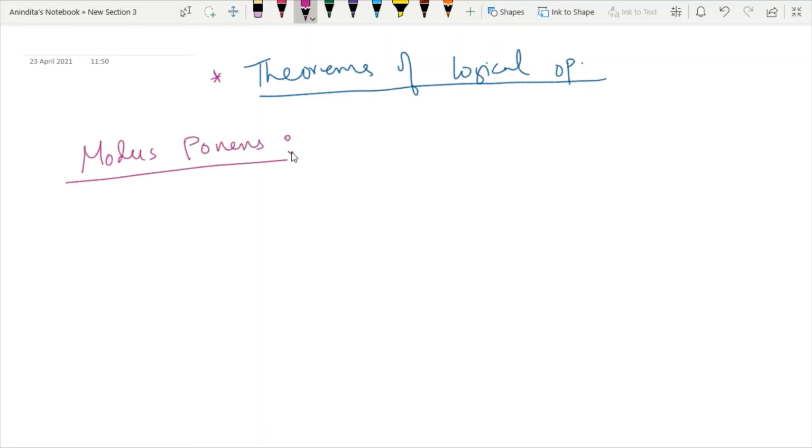So this is one of the important laws of logical operation. What do you mean by modus ponens? If P implies Q and P is true, then we can say that Q is true.